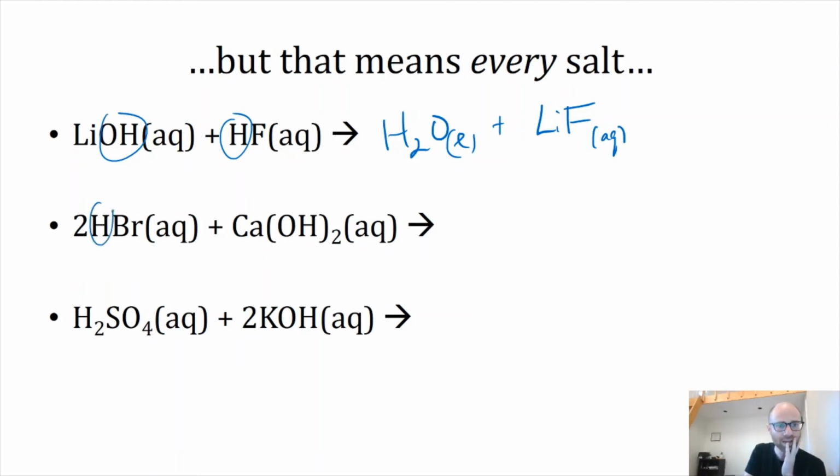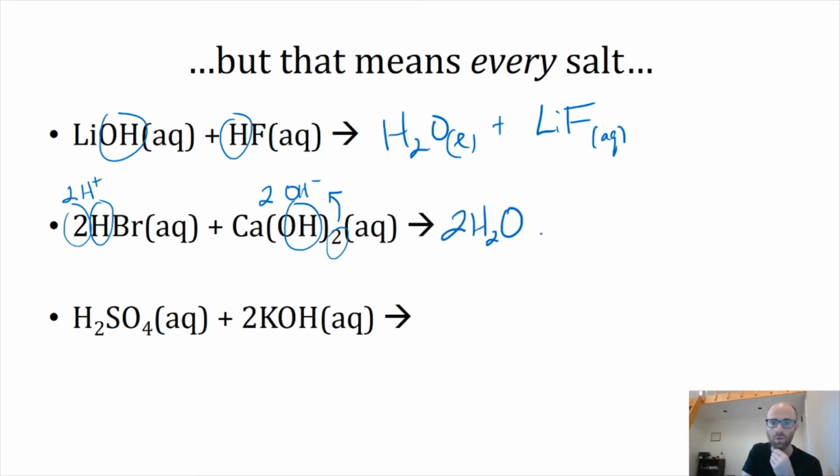Now for this, we've got H and we've got OH, but now we've got some 2's to play with. So keep in mind that when we have a salt, those are H pluses and these are OH minuses. This 2 means that there are 2 OH minuses. This 2 means that there's 2 HBr's and then by extension, 2 H's. So we really are going to react 2 H pluses and 2 OH minuses to make 2 waters.